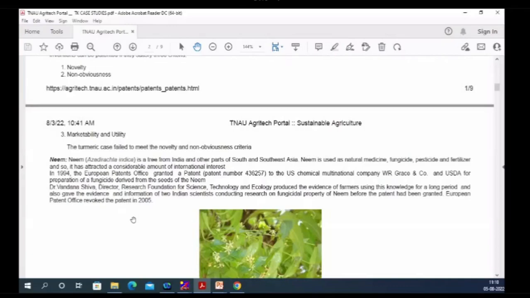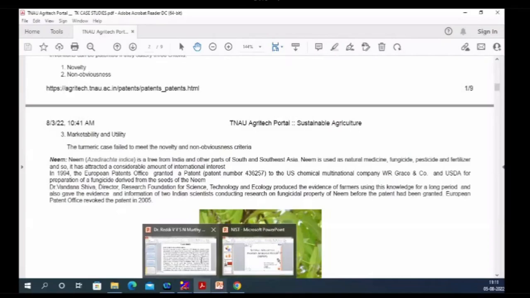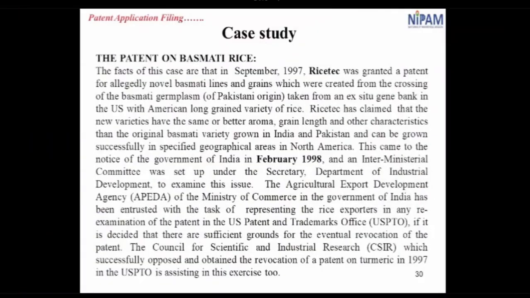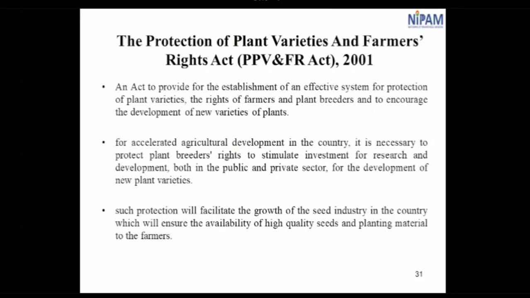So this can happen. I mean to say, there are various case studies in the field of agriculture and biotechnology. There are so many cases where a patent has been granted, and then after some time it has been revoked. So the protection, this is the last point.